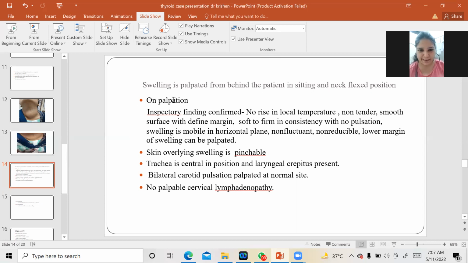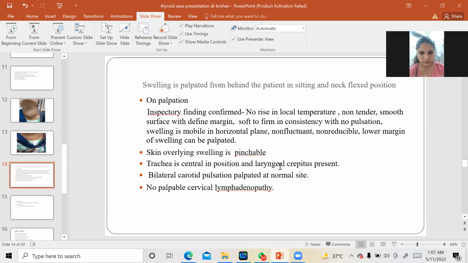On palpation, inspectory findings are confirmed. There was no rise in temperature, the swelling is non-tender, with a smooth surface and defined margins, soft to firm in consistency with no pulsations. The swelling is mobile in the horizontal plane, non-fluctuant, non-reducible. The lower margin of the swelling can be palpated. The skin overlying the swelling is pinchable.